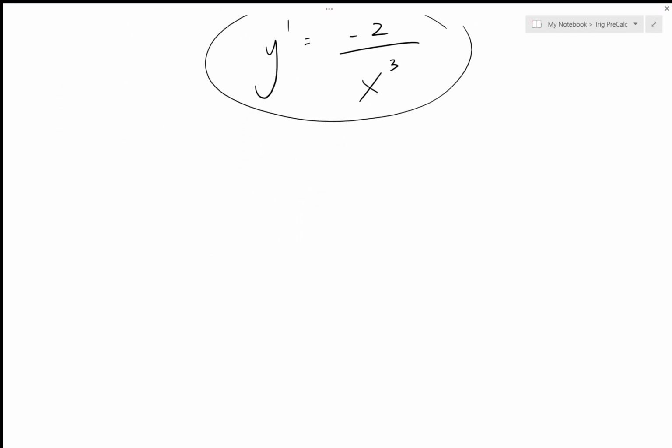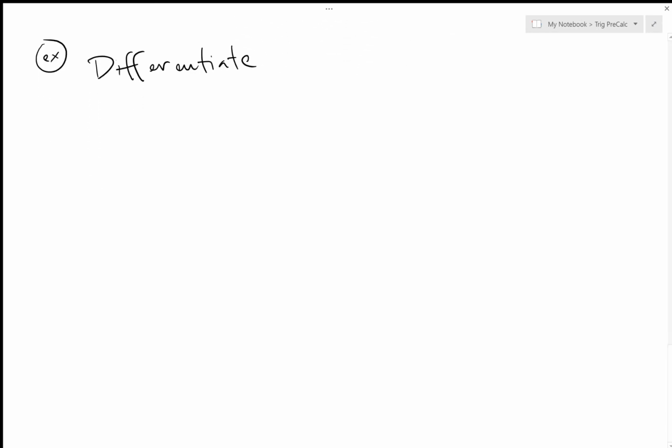So let's see where those ones start. So for example, differentiate, find the derivative of the following. So y equals 3x over x squared plus 2x plus 1. Okay, this time it is a fraction. We have a variable on top, we have a variable on bottom. So I'm going to write down that quotient rule.